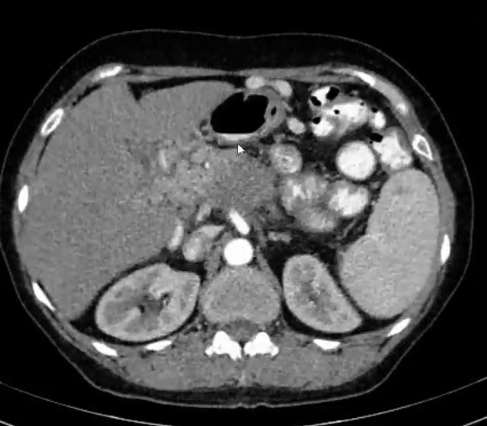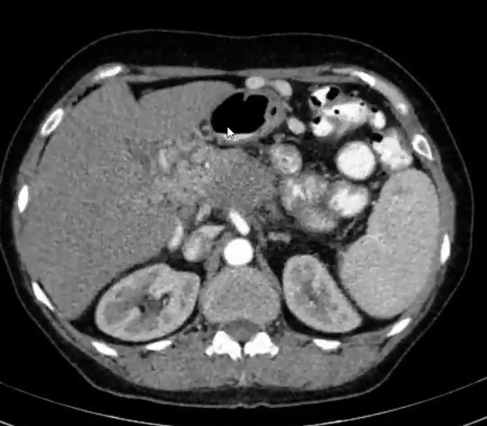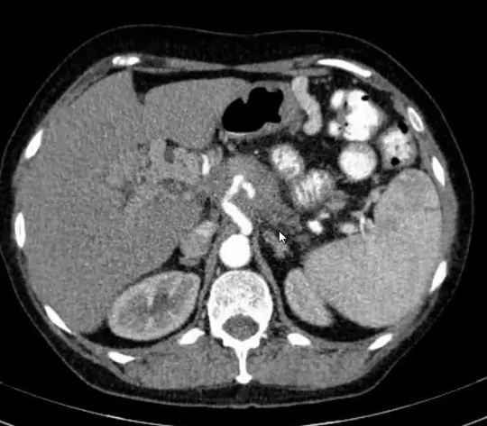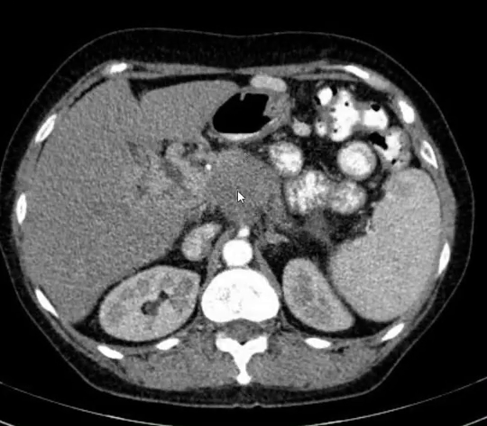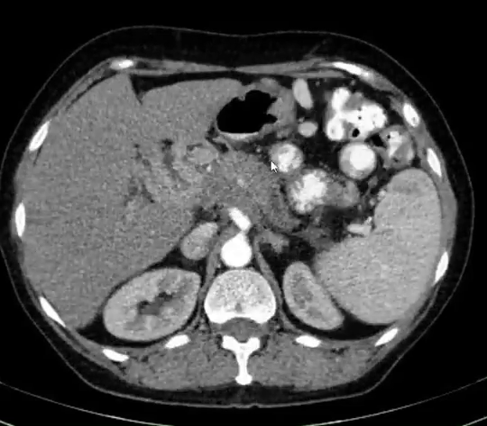So yeah, this is a case of pancreatic ductal adenocarcinoma with duct cutoff sign and encasing the artery and infiltrating the SMV and portal vein.